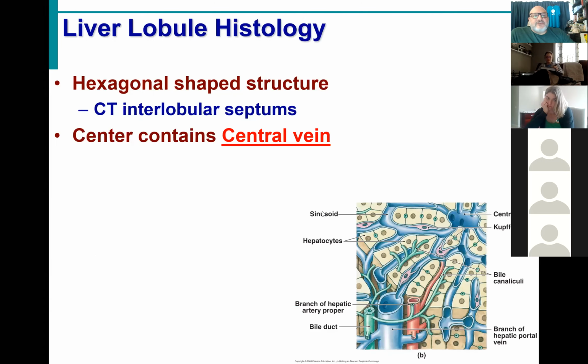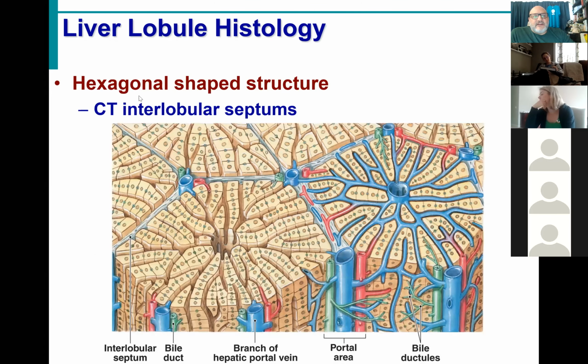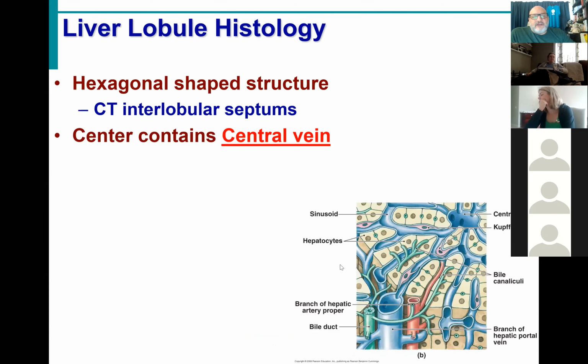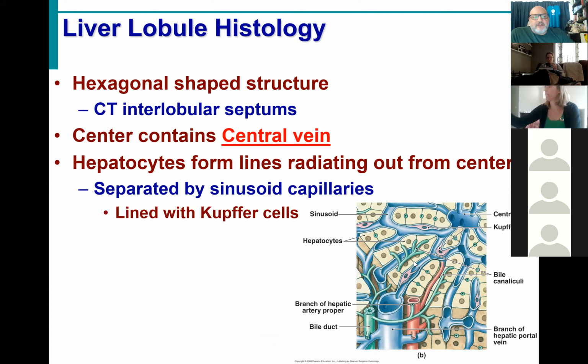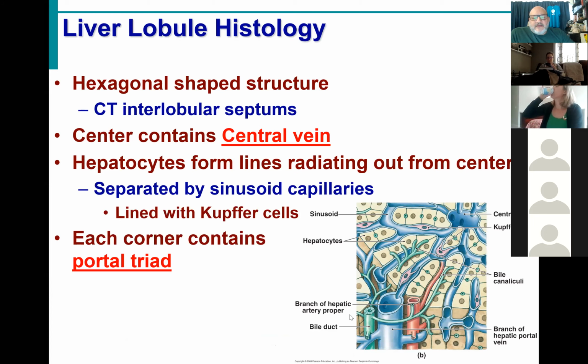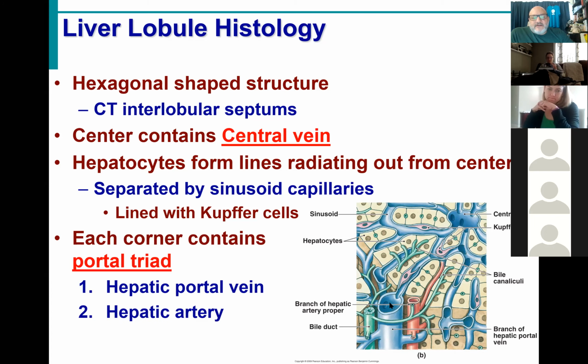We looked at this picture, and again, we looked at it here, that nice hexagonal shape with that connective tissue septum in between, central vein at the center, hepatocytes radiating out, separated by the sinusoid capillaries, a bunch of Kupffer cells that they show us in this one here. And again, at the junctions, we have that portal triad: the hepatic portal vein, a branch of the hepatic artery, and our bile duct.